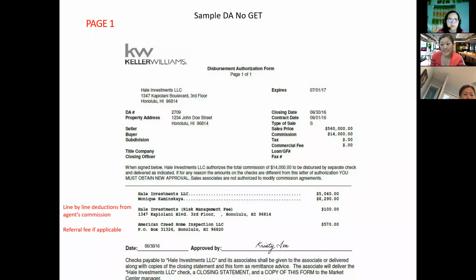If you're paying a TC and you want to pay them out through your transaction, that will be under deductions as well. If there is a referral fee going out, that would also be under there. And if you have a credit to the buyer or seller, that will also be in the deductions area.